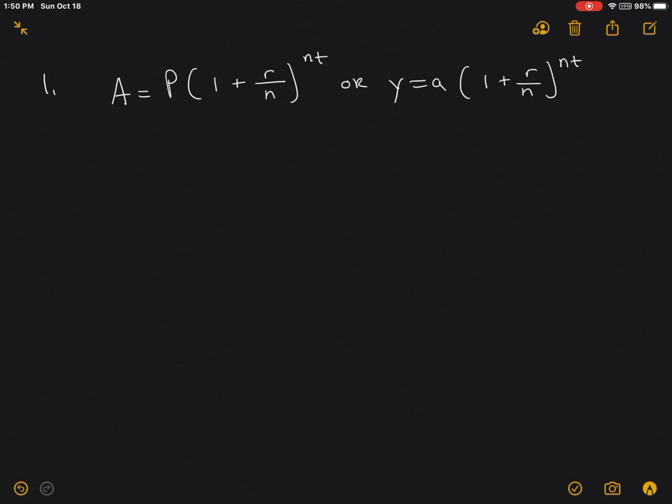And the key word right there is this given frequency. If they give you a problem that has a given frequency, you want to use this formula. In the notes, I wrote it using Y, or you can say Y is equal to A, 1 plus R over N to the NT. Either one is fine, but the key word is the given frequency.